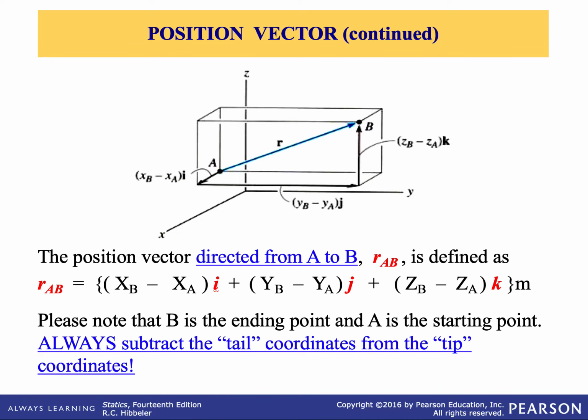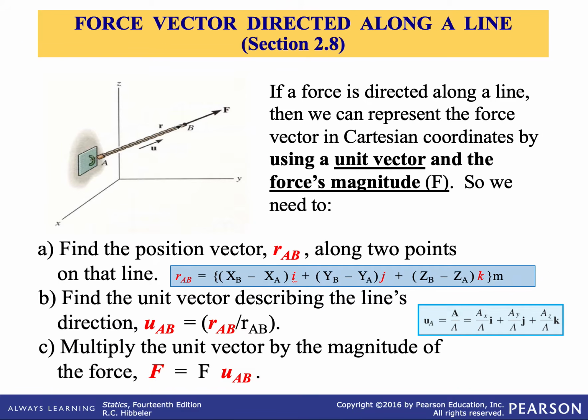So the unit vector of the position vector. How can we do this? For a force vector directed along a line, we represent the force vector in Cartesian coordinates by using the magnitude of the force, F, which is a scalar, and we multiply it by the unit vector of the position vector. So step one, you need to find the position vector. We identify two points, A and B, and you subtract B minus A: xB minus xA, that's i; yB minus yA, that's j; and zB minus zA, that's k. Those are the coordinates.